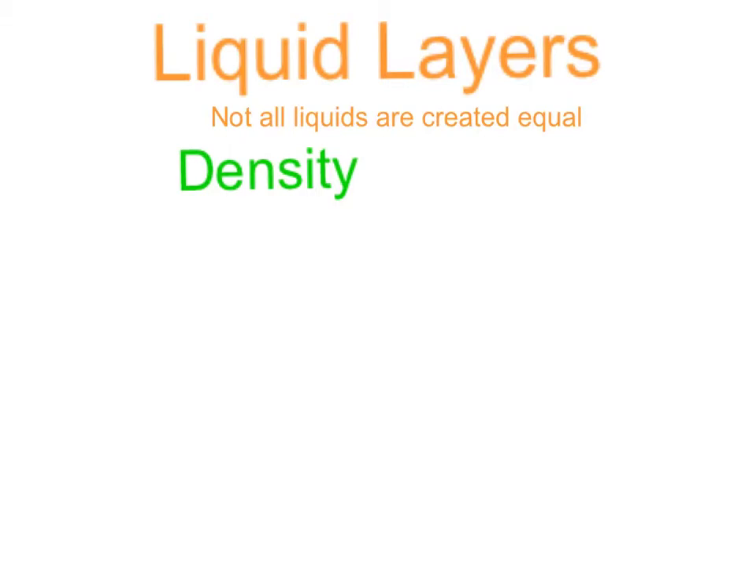Liquid layers. Not all liquids are created equal. All solids and liquids have different density. Density is the measure of how tightly the molecules are packed together in the solid object, liquid or gas. The more tightly packed the molecules are, the heavier the object is. High density solids and liquids are heavier than low density. We proved this when we layered liquids.